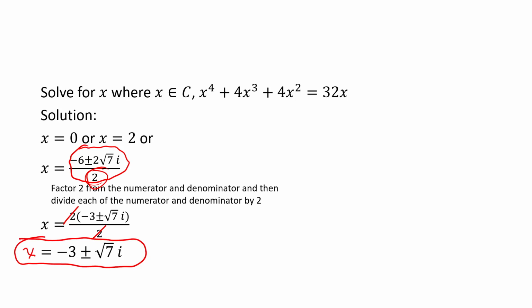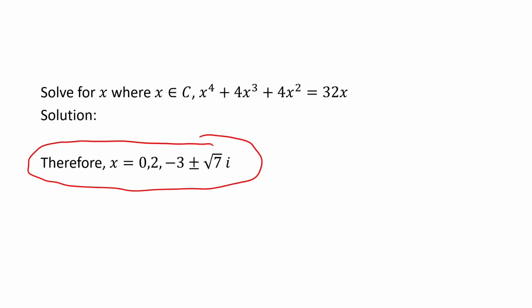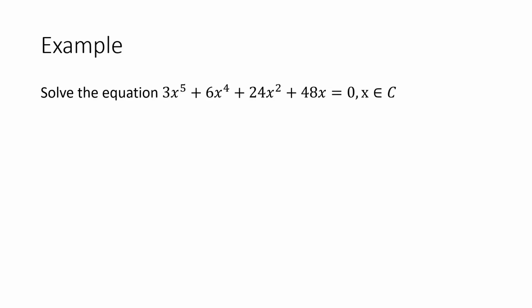Now, of course, we have x equaling 0 or x equaling 2 from earlier in the solution. So these are our 4 complex solutions. 2 of them are real and 2 of them are non-real. Let's solve this equation here.